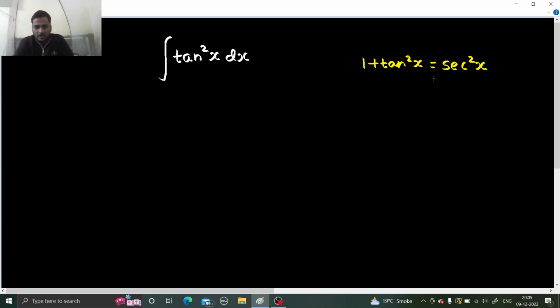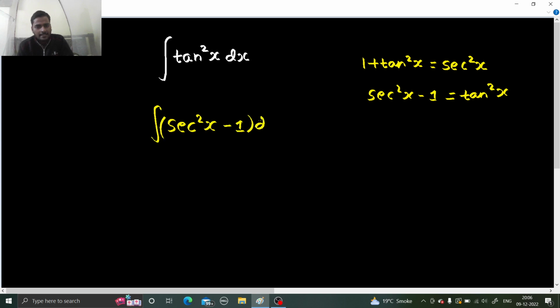How can we do so? From here, if you take 1 to the other side, I can tell secant square x minus 1 is same as tan square x. So integrating tan square x is same as integrating secant square x minus 1. So let's do so. Integral of secant square x minus 1 dx.